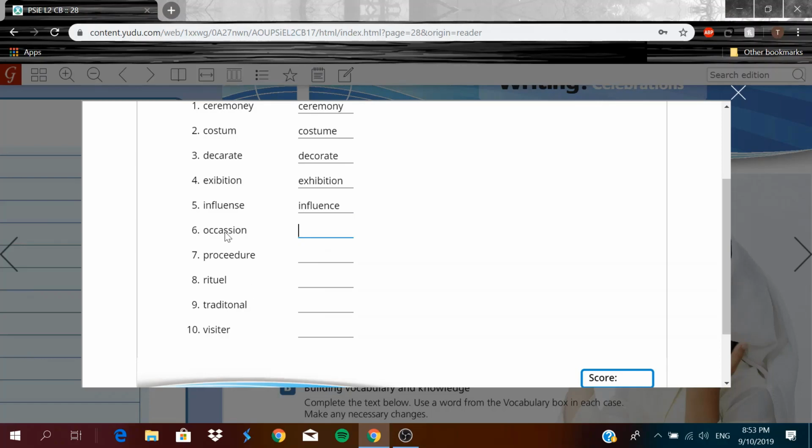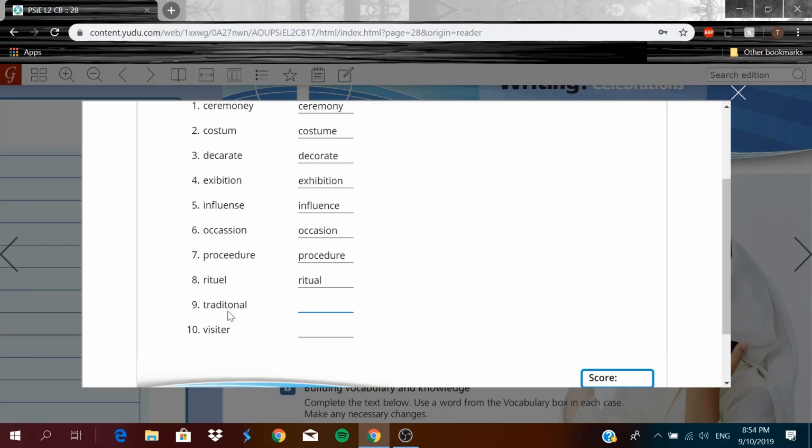Okay, and then we have occasion. And occasion, here they added an extra S. We don't use double S, so it's only one S. So we'll write occasion, like so. Okay, and then we have procedure, right? Again, extra E, so procedure, like so. And then we have ritual, and we don't have the letter E when writing ritual, so it'll be like so. Ritual, R-I-T-U-A-L.